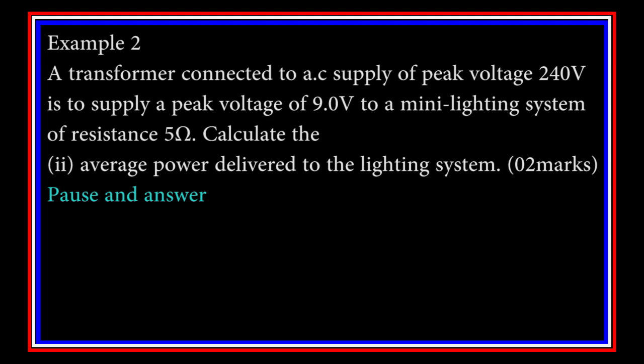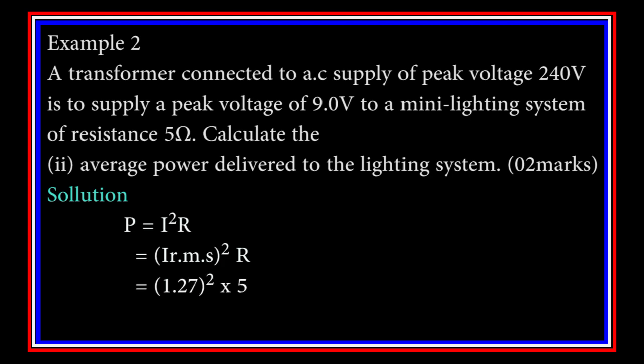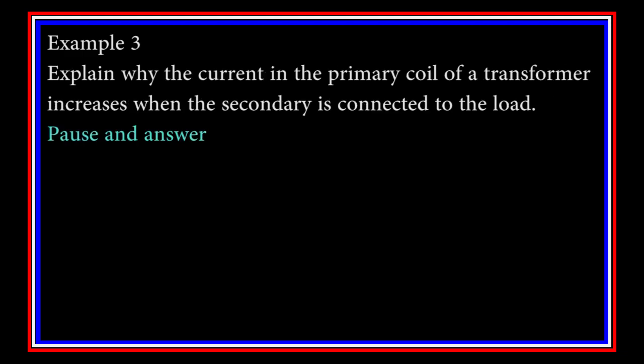2. Average power delivered to the lighting system. 2 marks. P is equal to I squared R, which is equal to I squared RMS times R, which is equal to 1.27 squared times 5, which is equal to 8.1 watts.